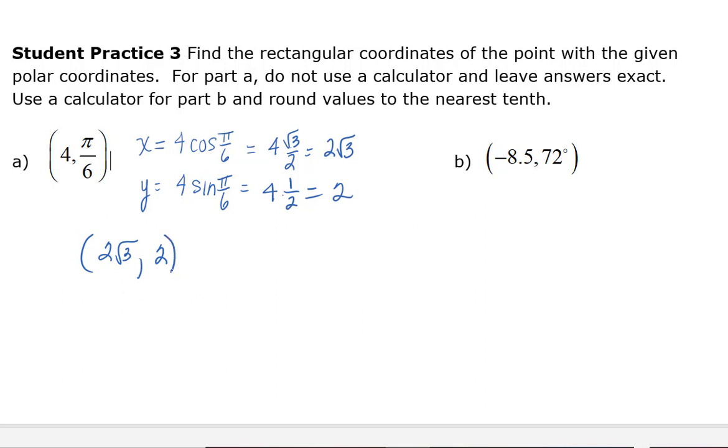And again, just checking the quadrants. Pi over 6 is in the first quadrant. Since r is positive, then you're still in the first quadrant. And the point 2 square roots of 3, comma 2 is also in the first quadrant. So that makes sense. All right, this next one we're going to use our calculator for.